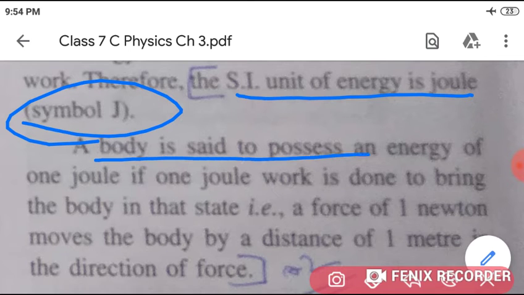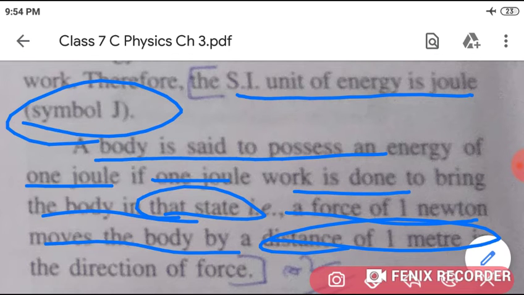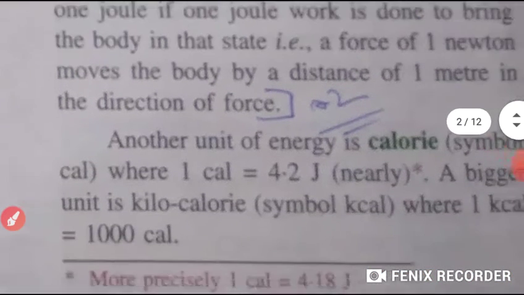So a body is said to possess an energy of 1 joule if 1 joule of work is done to bring the body into that state, that is, a force of 1 Newton moves the body by a distance of 1 meter in the direction of the force.